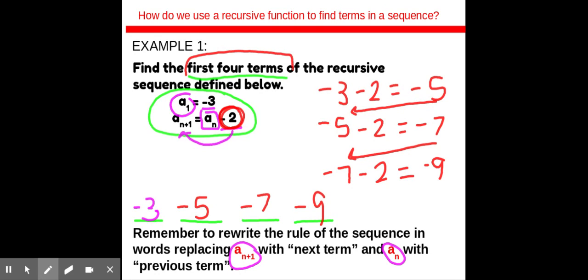So all we're doing is using this rule that they give us in this crazy notation to find the other numbers in the sequence. So that's the first one. Pause the video and make sure you get all this down before we go on to the next couple.